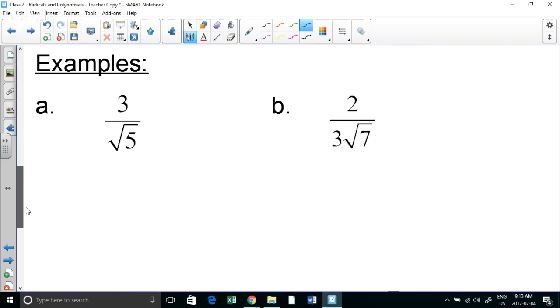So let's just take a look at what this would look like. Root 5.